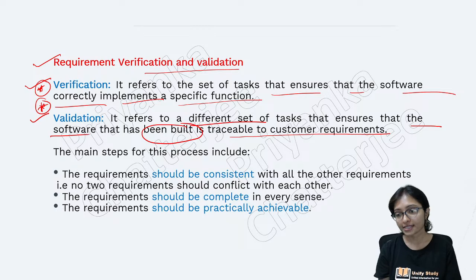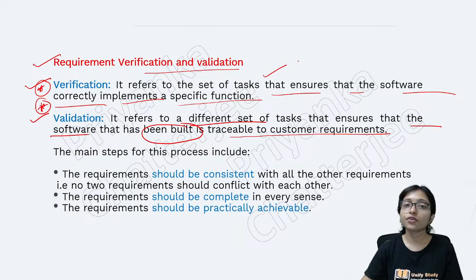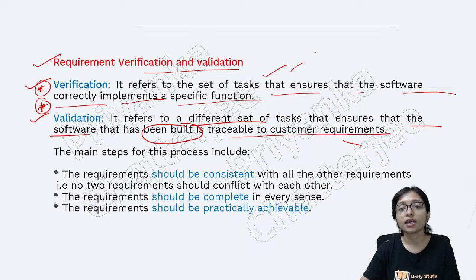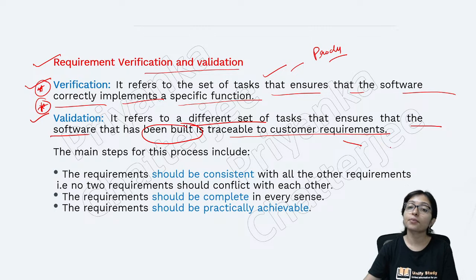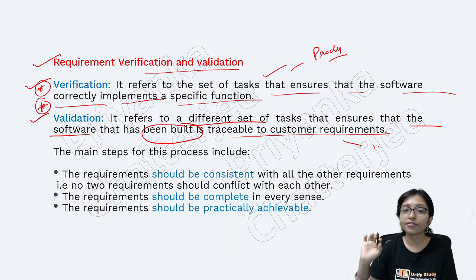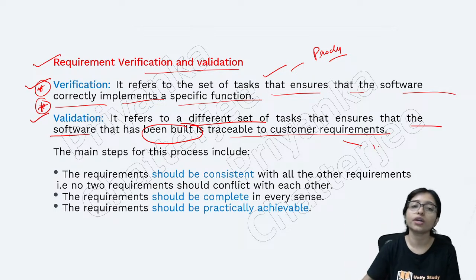So here you can remember: are we building the right product? And here: are we building the product rightly? And is the product right or not? Remember the difference: validation is after building, and verification is ongoing.